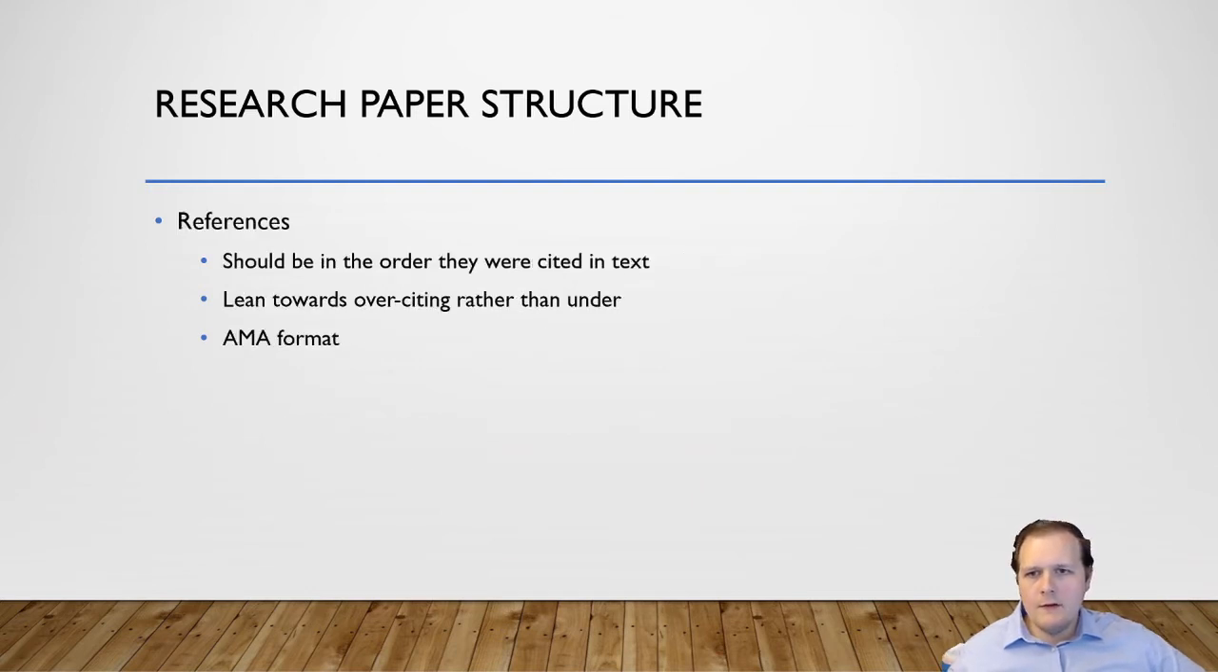In terms of references, they should be in the order that they were cited in the text. So if you're, say, writing your introduction, the first thing you cite should be number 1, then 2, 3, and so on. And that's how it should be listed. It's not alphabetical, which you'll typically see.